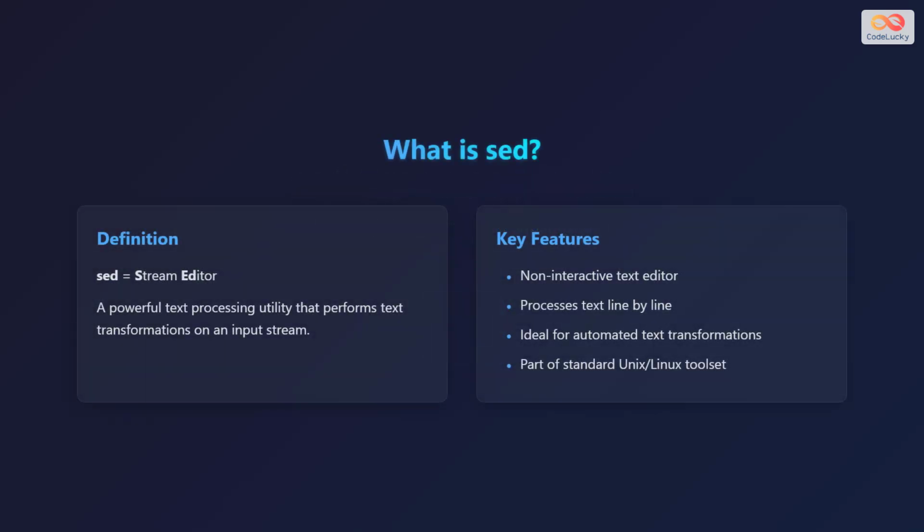Let's define what SED really is. SED is a stream editor. It is a powerful text processing utility that performs text transformations on an input stream. Unlike interactive text editors, SED processes text in a non-interactive manner, making it ideal for automated text manipulations.